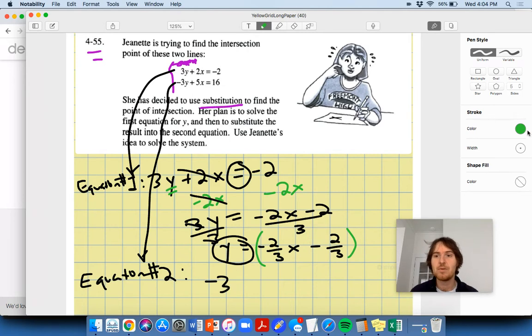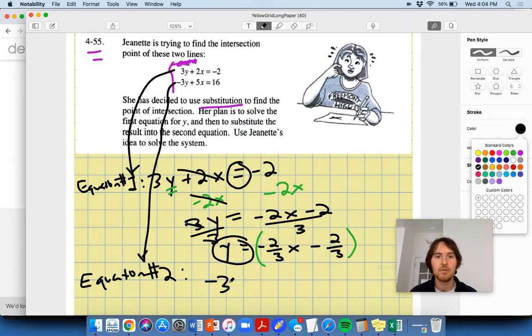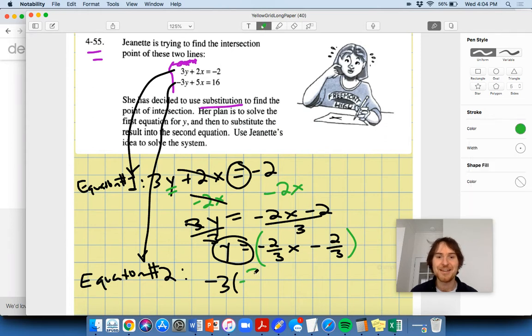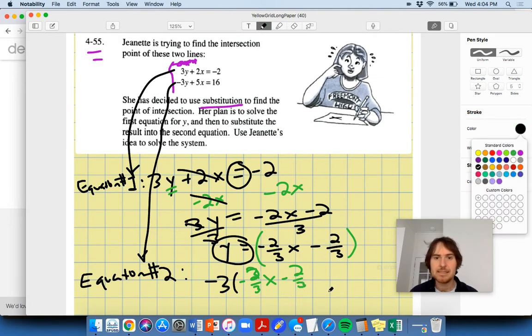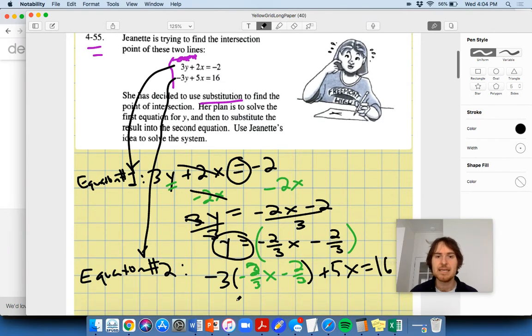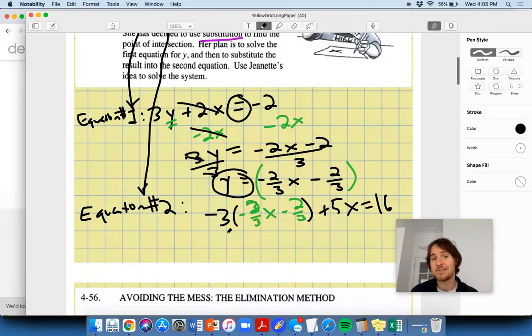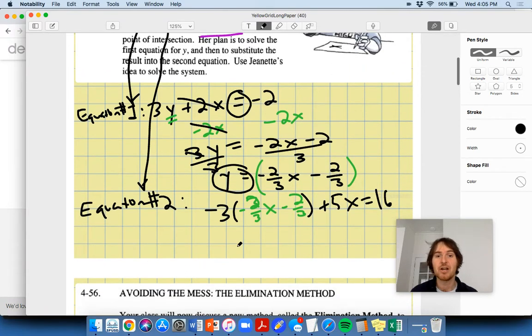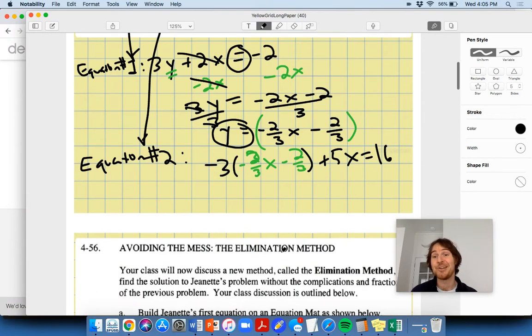And instead of doing negative 3y, I'm going to do negative 3 times what y is equal to, which is negative 2 over 3, x minus 2 over 3, close parentheses, and this is negative 3y plus 5x equal to 16. And I can use this. It's going to get messy. I don't have much space down here. I'll use this to solve for substitution, but elimination was much easier.